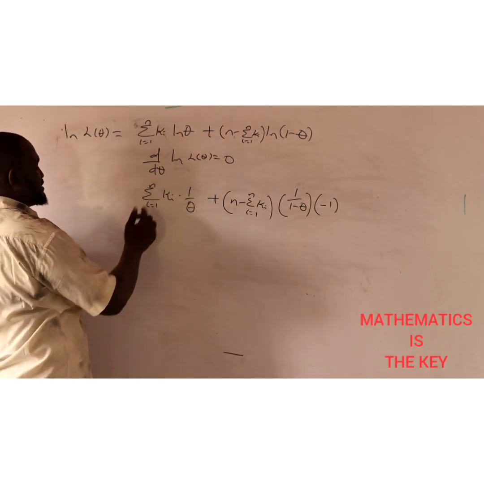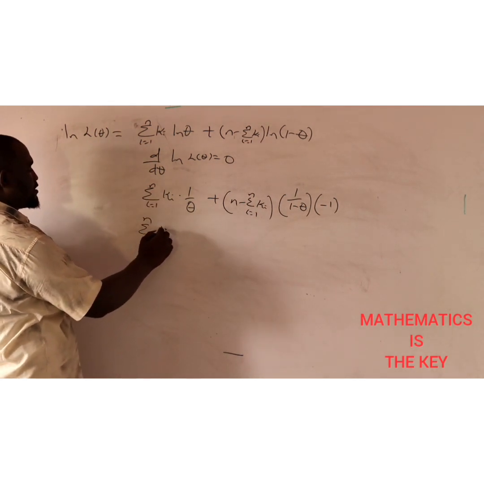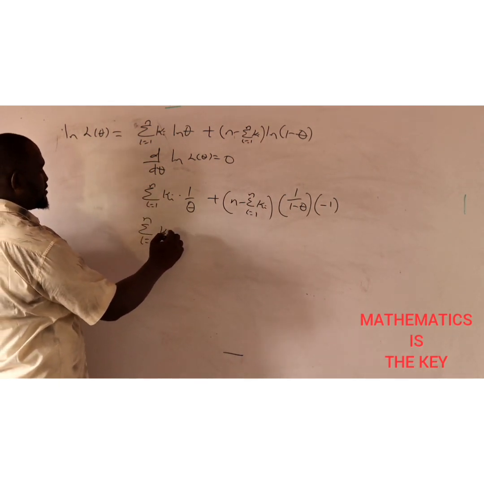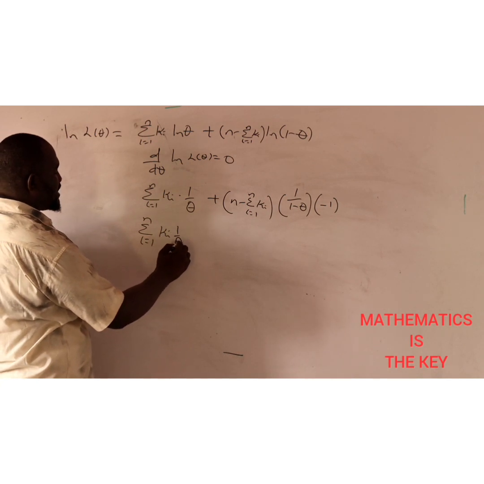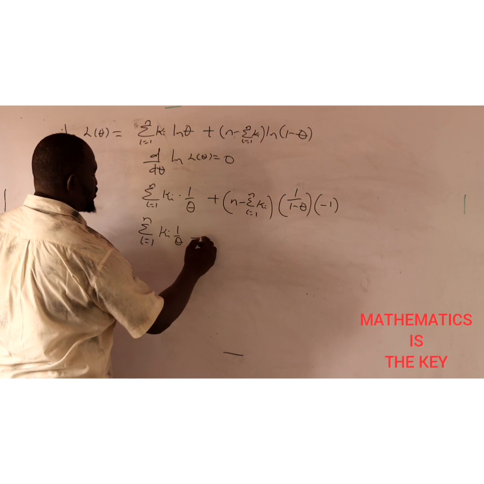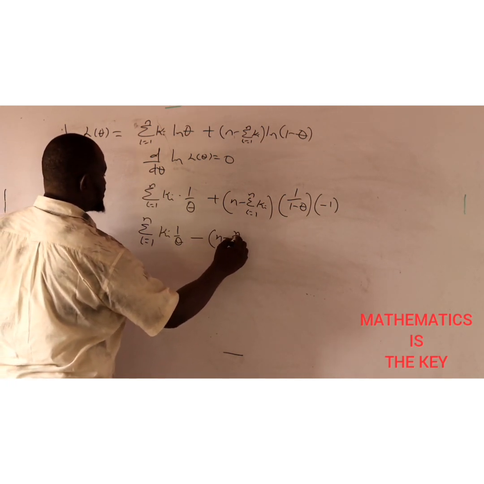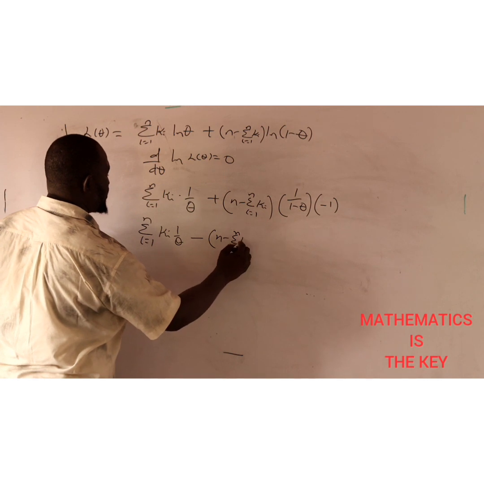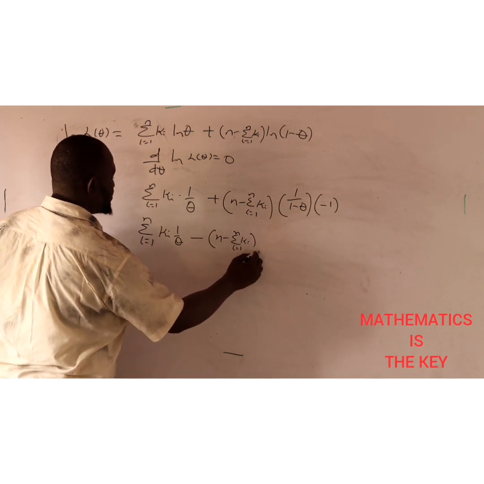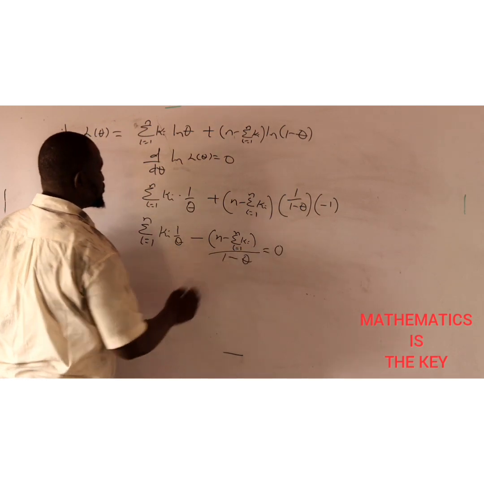So, going by this, we will have summation from i equals 1 to n of ki times 1 over theta. Here, we'll make this sign to be minus. Then we have n minus summation from i equals 1 to n of ki all over 1 minus theta is equal to 0.